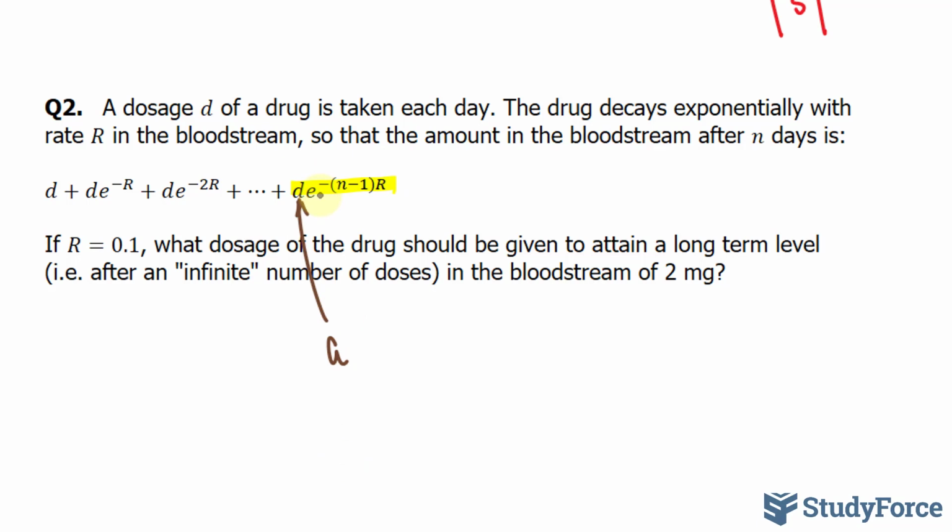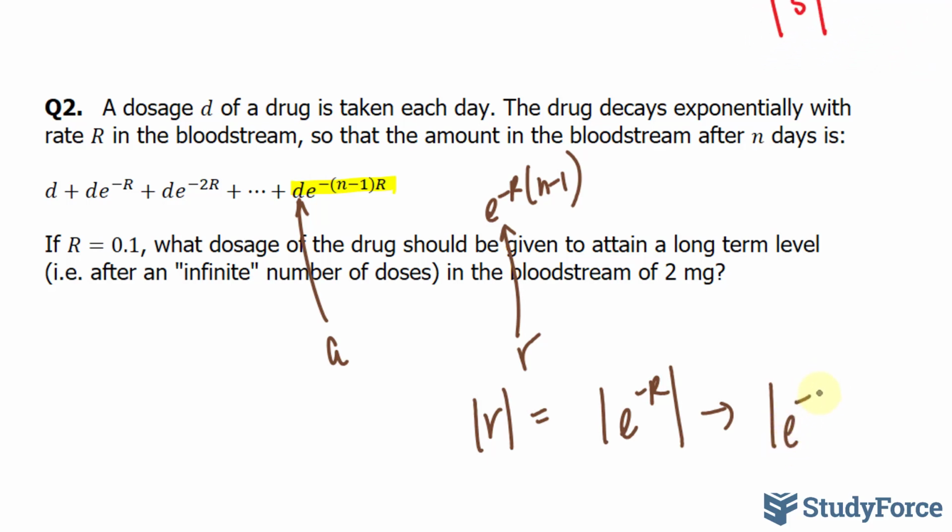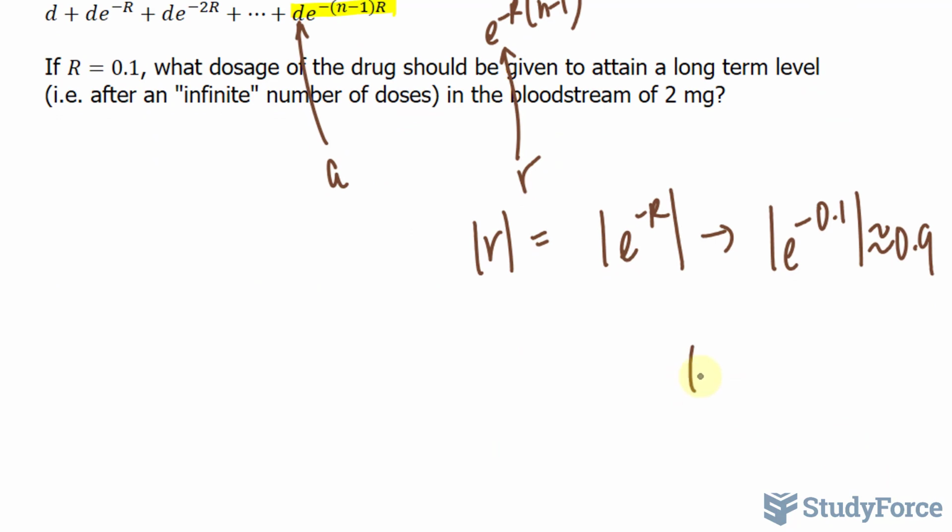And if we rearrange this, we should end up with e to the power of negative r, to the power of n minus 1. e to the power of negative r can then be our r value. Now this is a geometric series with the absolute value of r equaling the absolute value of e to the power of negative r. If we substitute now r is equal to 0.1 into here, I end up with the absolute value of e to the power of negative 0.1. Putting this into your calculator, you should get a number that is around 0.9. And the absolute value of 0.9 is less than 1. Because it's less than 1, we can say that this converges.